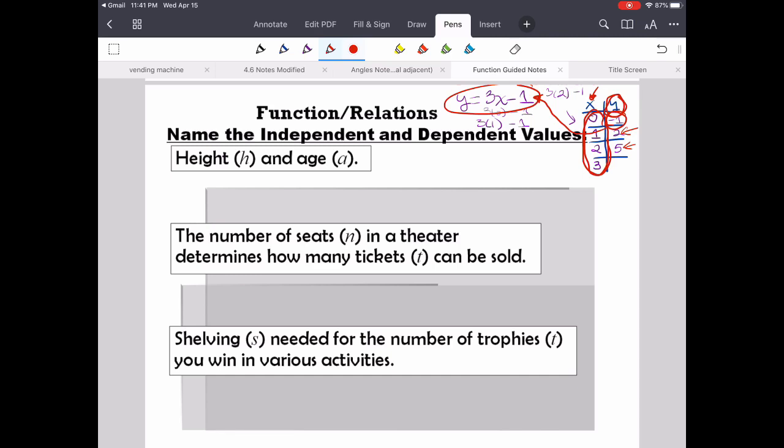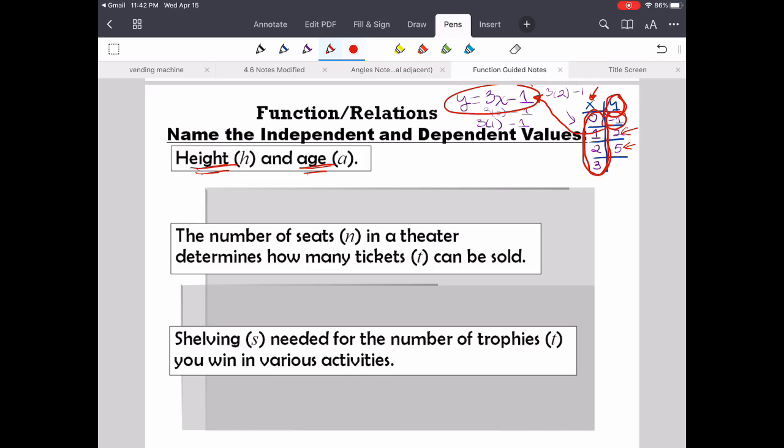And I want you guys to go through these, and tell me what you think. For these examples right here, tell me which one is the independent value and which one is the dependent value. Let's look at this. So we have height. Is height dependent on age, or is age dependent on height? Now just think about that. Is height dependent on age?